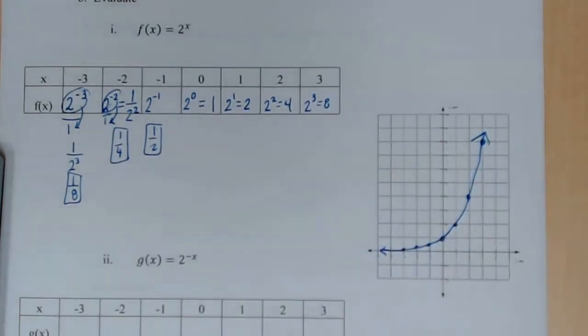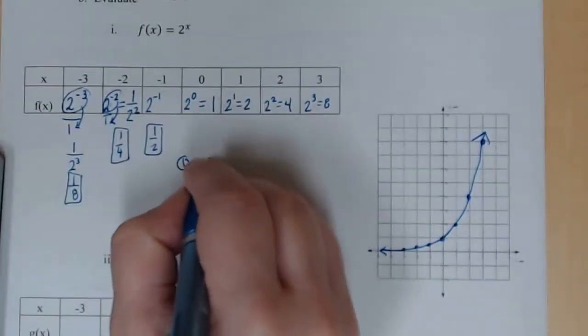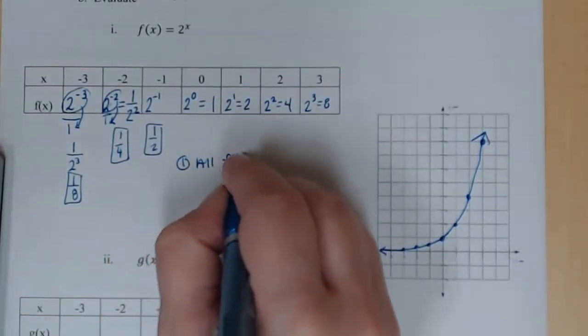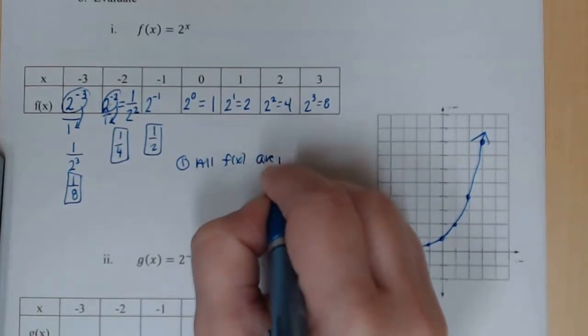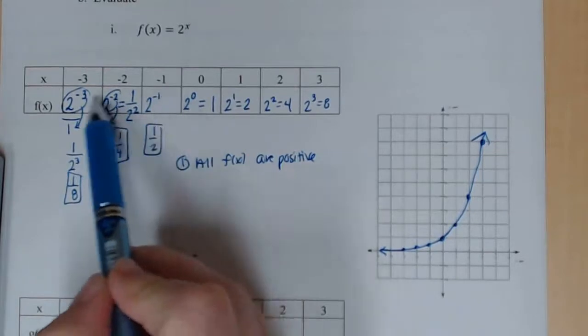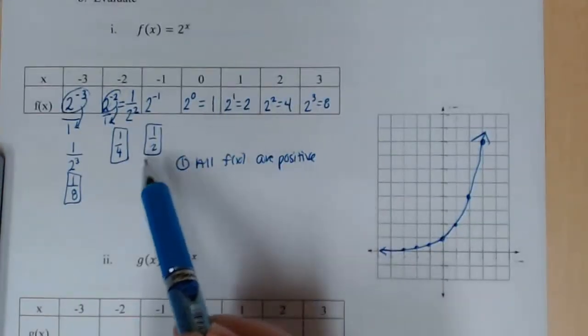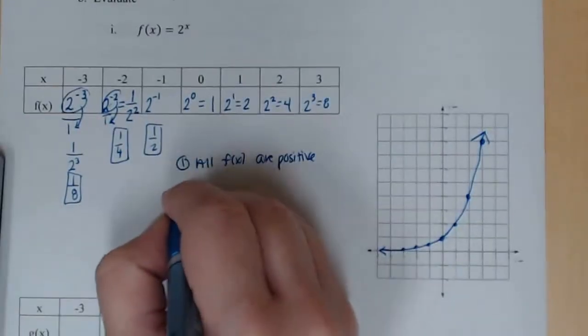So some key things I want you to know about this graph, looking at this, we can see that all of our f of x are positive. So you can see that even when I was plugging in negatives, it just gave me fractions. I never got any negative values in these y values.